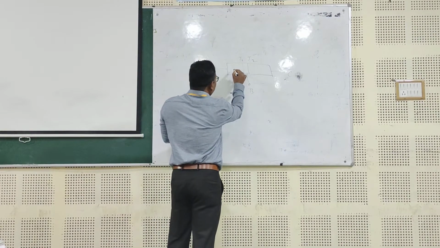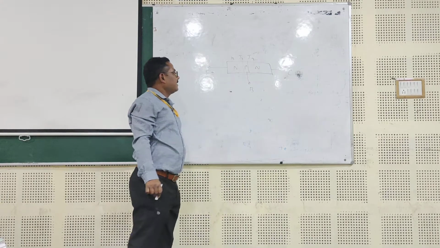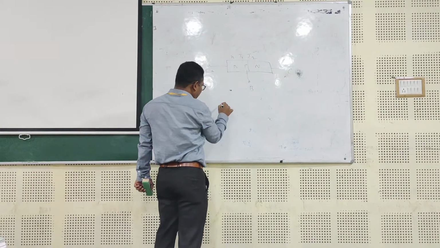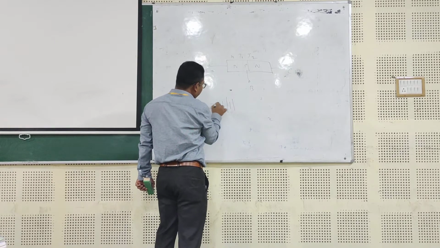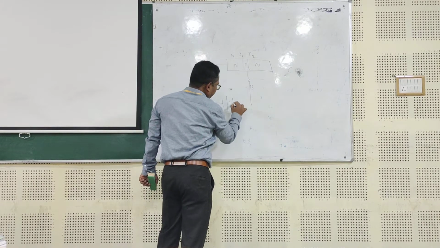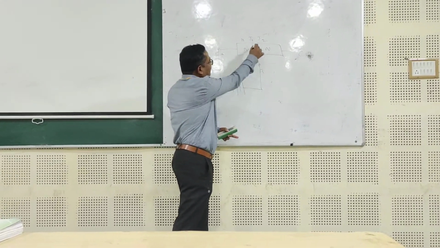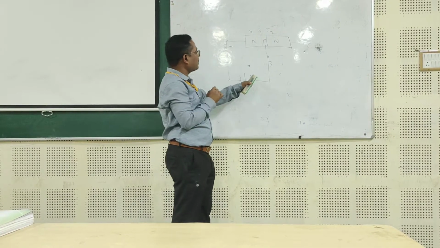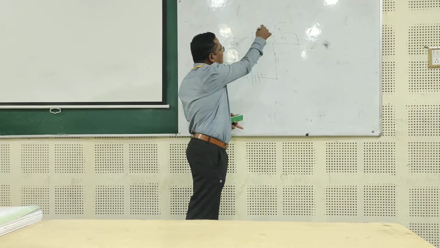Now if it is N P N or P N P, then the connection has to be done for making this forward biased. We connect the battery in this way. Positive polarity is connected to the P region and negative polarity is connected to the N region. This makes junction J1 forward biased.